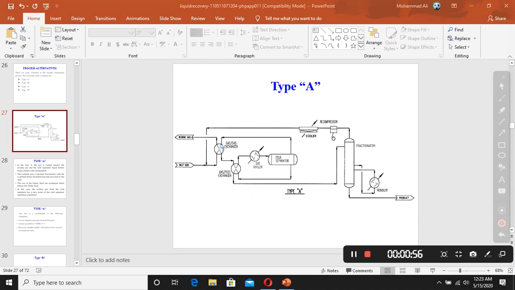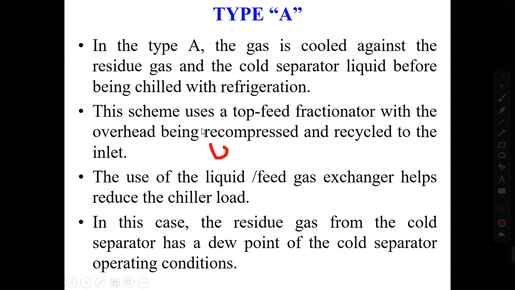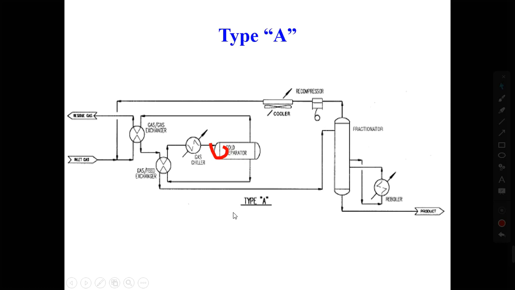The wet gas is going through first this heat exchanger here, and then this one. Then we have the gas chiller. So first we cool the gas through the heat exchanger, using this one, and then we send it through the gas chiller. Then after that it passes through the cold separator.